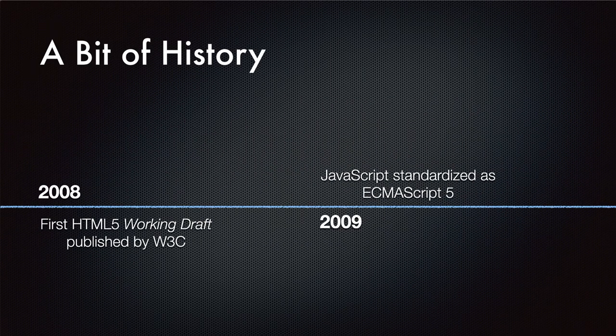2008, 2009, we start to see more progress towards standardization of HTML5, and JavaScript was submitted to a standards body for the first time. Up until now, it was a very loose specification, and browsers kind of just looked at each other and said, is this how you're doing it? Yeah, this is how I'm going to do it. All right, it kind of works the same. And trying to get your JavaScript code to run the same everywhere was very difficult.